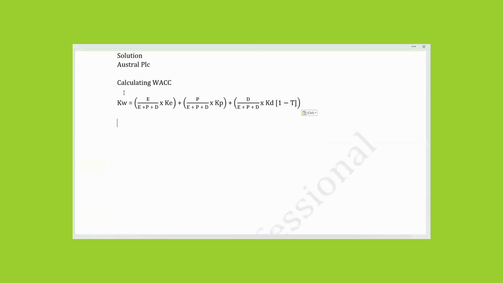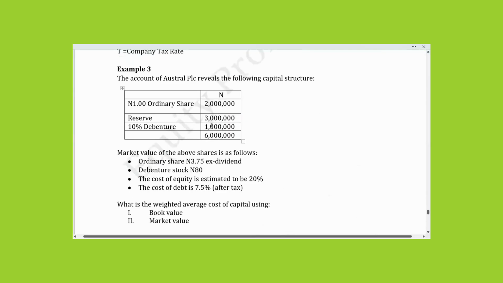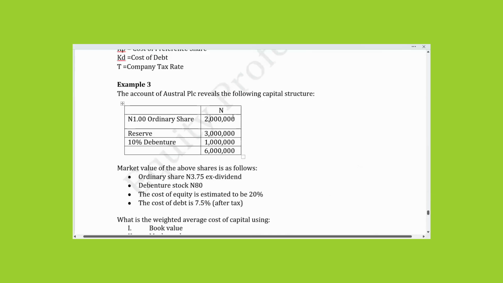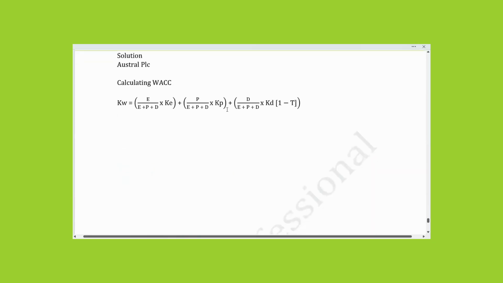All right, so calculating WACC. WACC is computed as equity value over equity plus preference plus the debt. In this question, as you can see from the capital structure, there is no preference share. Since there is no preference share, you only have ordinary shares as well as a debenture. So the middle formula will not be there. So we ignore this one, we delete it. It's not part of the formula that we need.